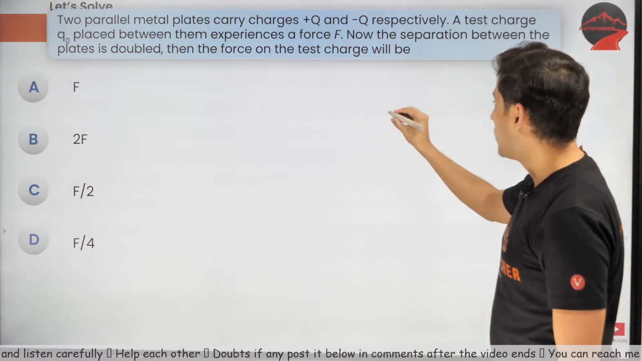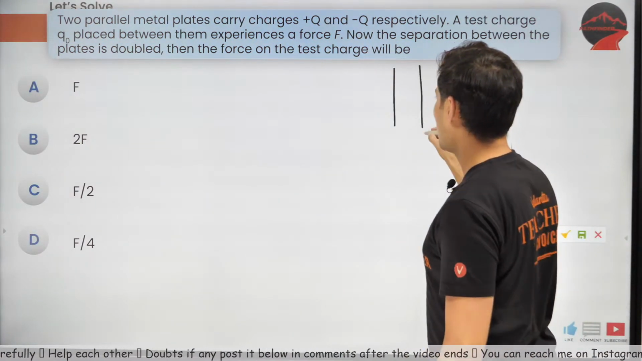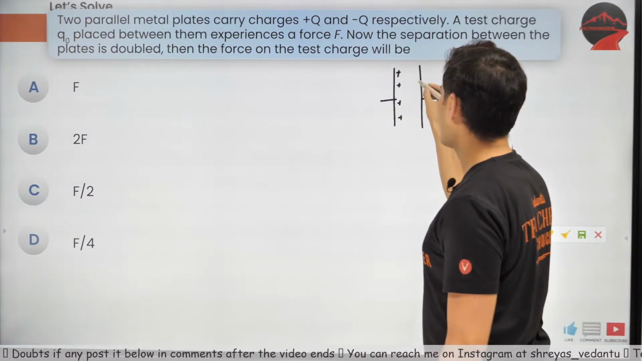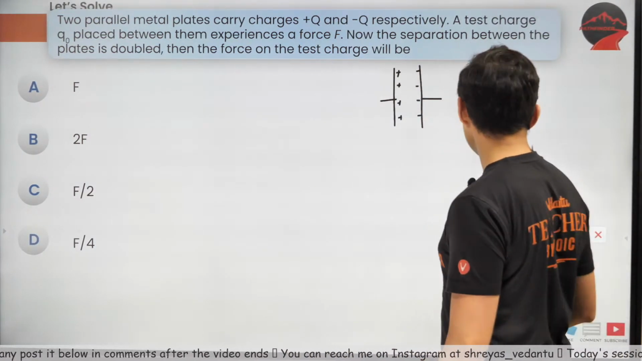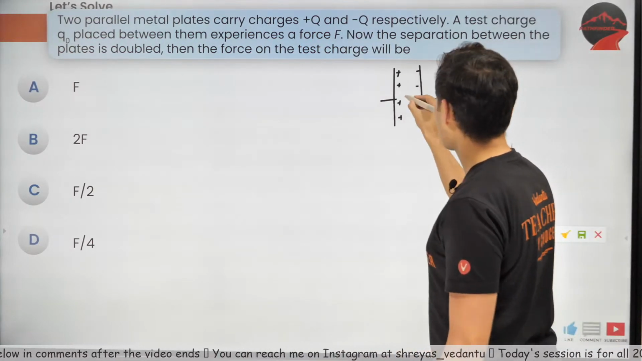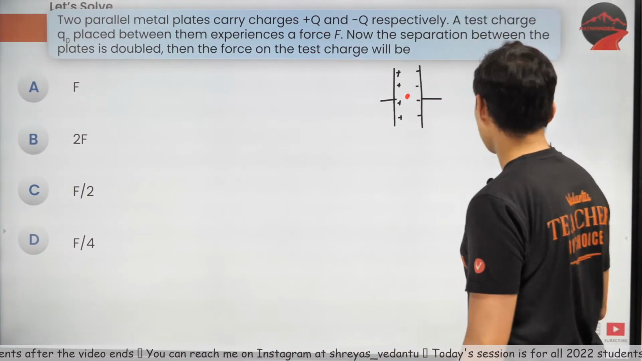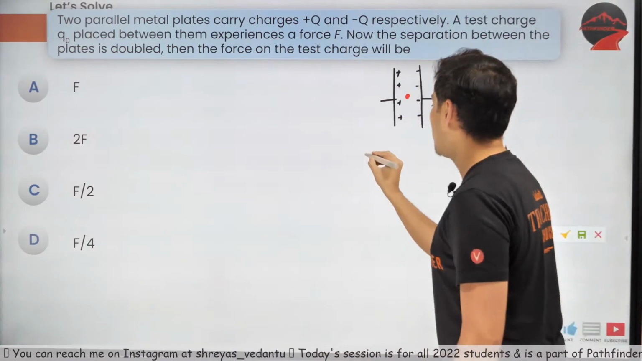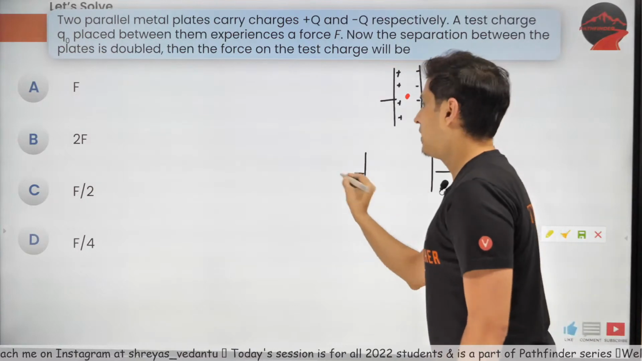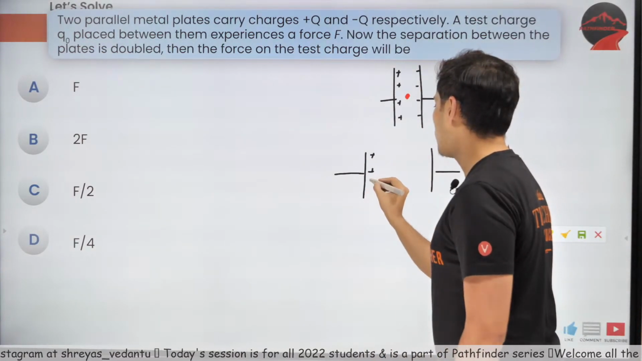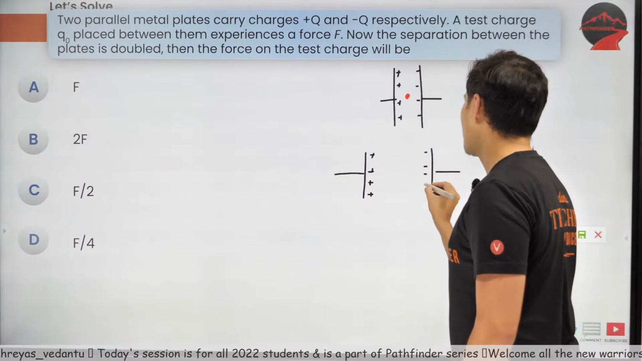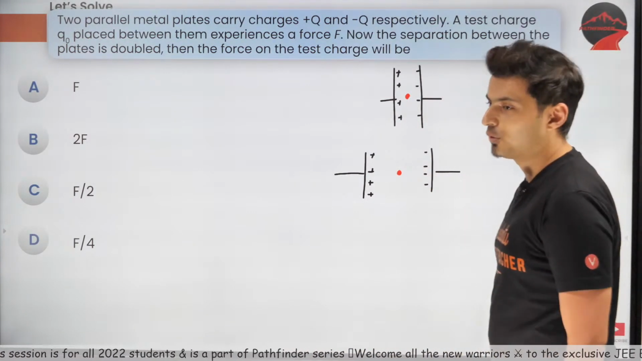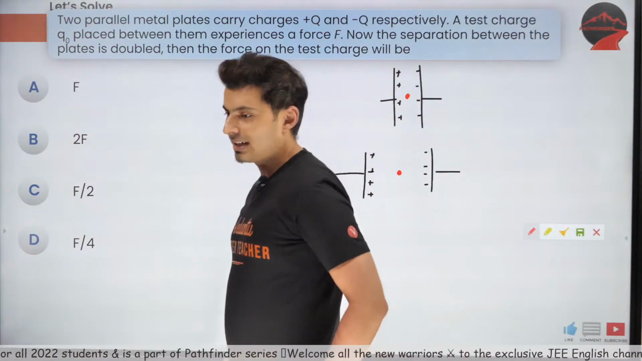For those of you who are finding it difficult to visualize, these are the two plates. Think of it like capacitors. This is positive and this is negatively charged, and you have placed a test charge over here. Now you have increased the separation between the plates, you have doubled it. So now the charges are over here. This is the negative charge, and now the question is, on this charge, what will be the new force? Let's see how many of you can get this.